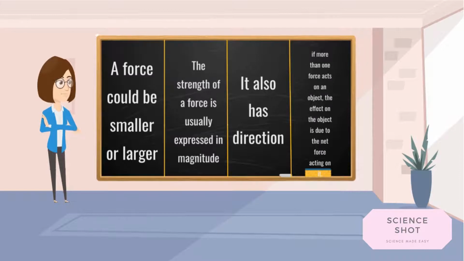From all that we have discussed so far, we can infer that a force could be smaller or larger. The strength of a force is usually expressed in magnitude. It also has direction. If more than two forces act on an object, the effect on the object is due to the net force acting on it.